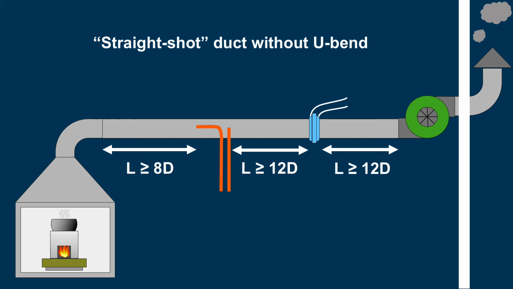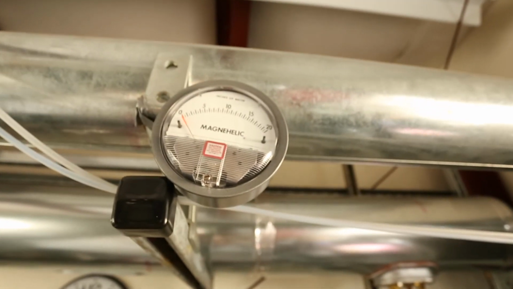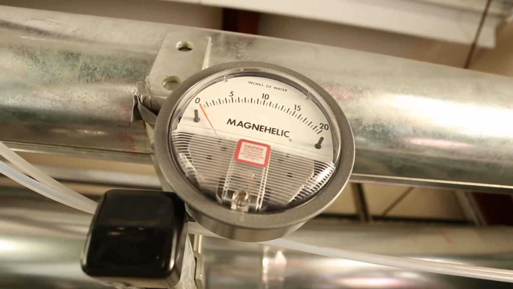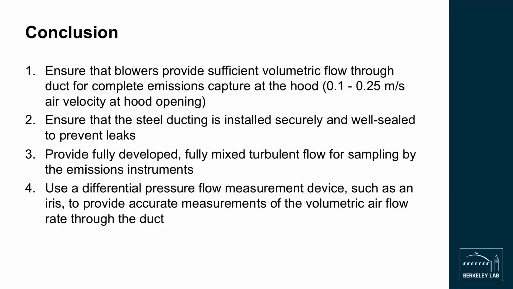Consequently, we installed a 180-degree bend in the duct to separate the straight ducting for the sampling probes and the straight ducting for the iris. By installing the iris or other flow measurement device in this manner, accurate differential pressure measurements can be obtained. The differential pressure generated can be measured using an analog gauge, or logged electronically using a pressure sensor. Differential pressure measurements are then converted to volumetric flow rate using techniques that we discussed in the video titled Commissioning, Calibration, and Verification. Here is a summary of the ducting system design principles that we discussed during this video.